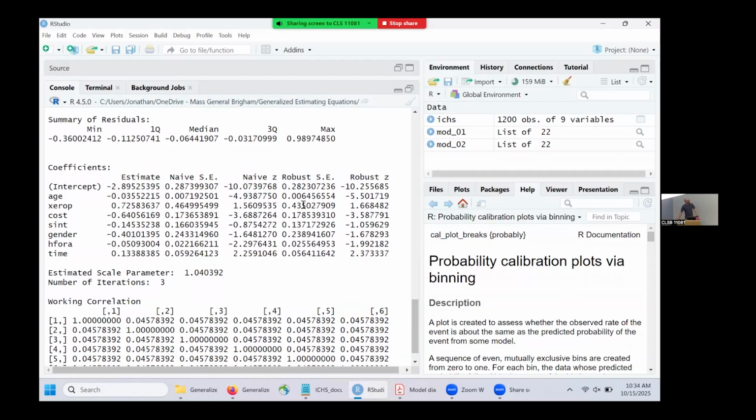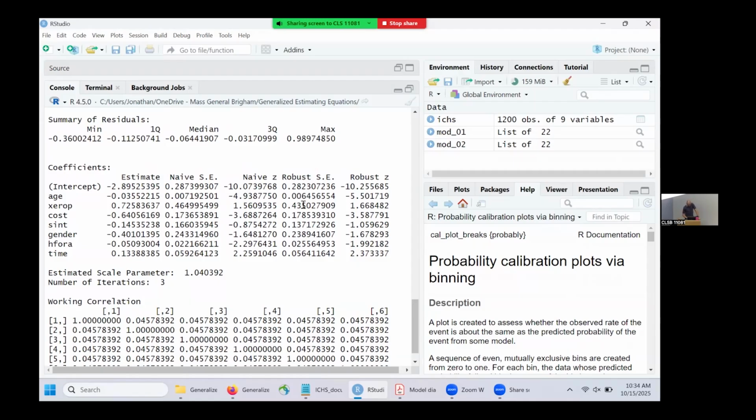Exactly. So this is one way we can check to see if we've got a good working correlation matrix or a bad one. Bad one being if the naive standard errors were way different from the robust. That's an indication that we should maybe choose a different working correlation matrix.